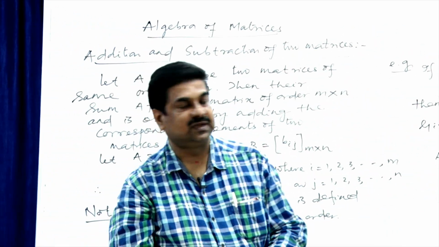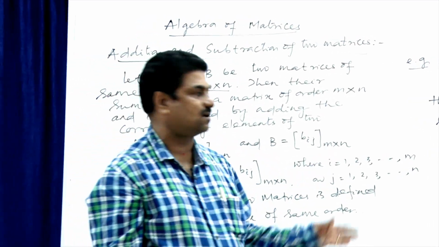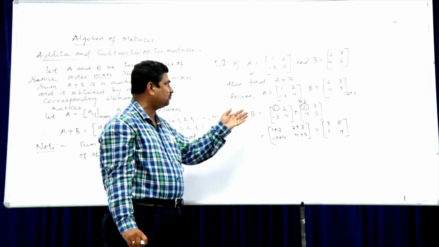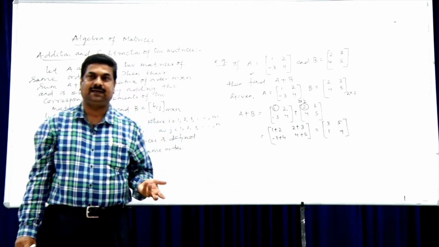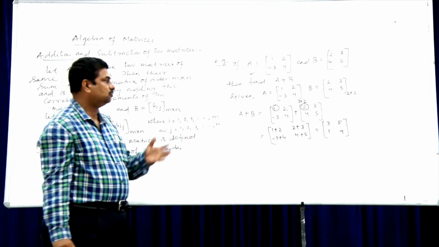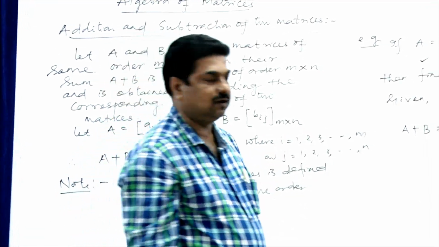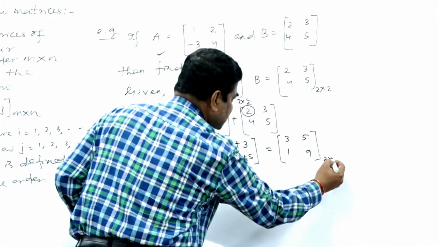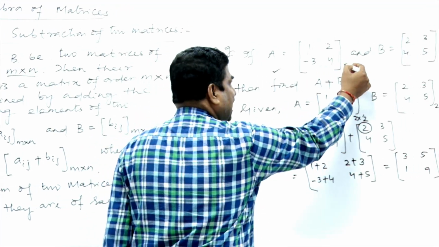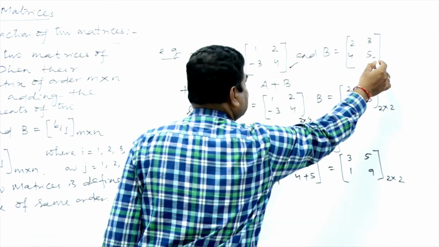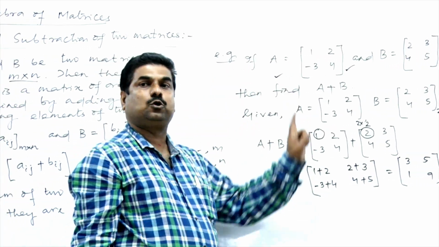Here you see A is a matrix of order 2 by 2 and B is a matrix of order 2 by 2. We have to find the value of A plus B. So A plus B is a matrix of order 2 by 2, or order 2, that means of the same order. Again, this is a square matrix, and in both cases the order of these two matrices is 2 by 2.